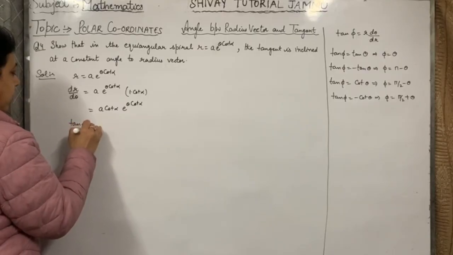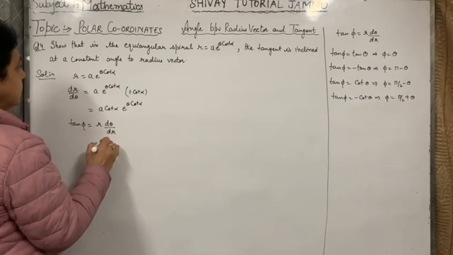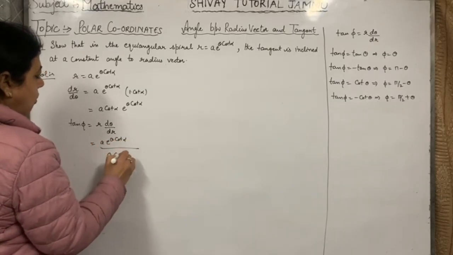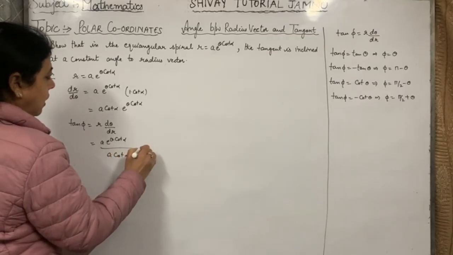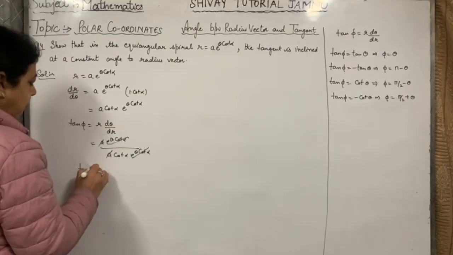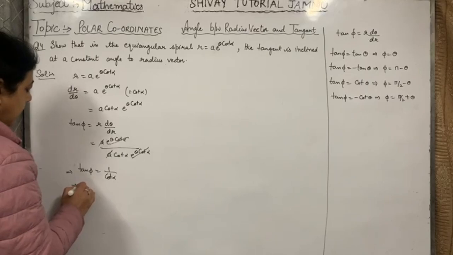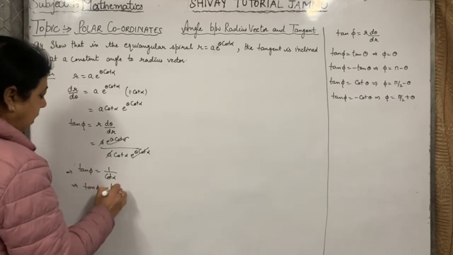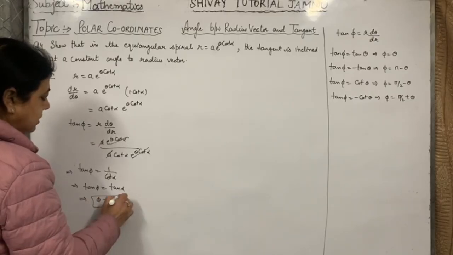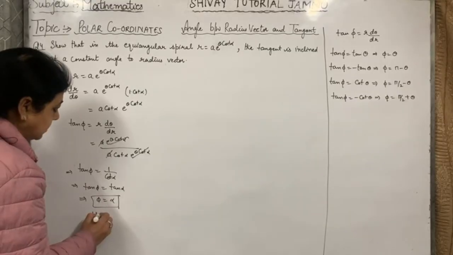Then what is tan phi? That is r d theta upon dr. R is a e to the theta cot alpha, upon a cot alpha e to the theta cot alpha. This will cancel. We will get tan phi is equal to 1 by cot alpha. Tan phi is equal to tan alpha. Then phi is equal to alpha, which is constant. Alpha is constant. There is no theta. Hence the angle is constant.